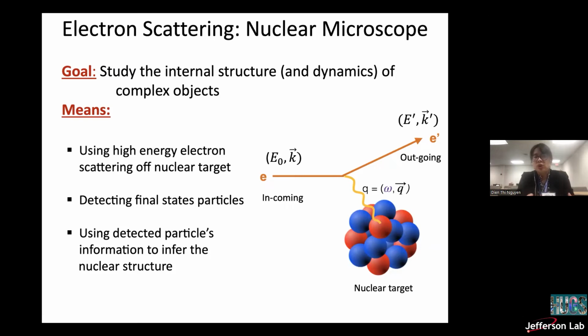So using those physics variables, we were able to infer what is going on inside the nucleus and learn about its structure. So that is the general picture, the general idea about how we are going to use electron scattering to study nuclear structure.